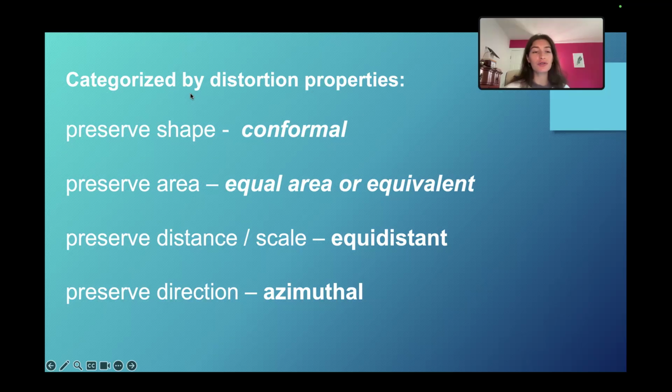Our projections can also be categorized by distortion properties. If we have a projection that is conformal, we are trying to preserve the shape of what we're representing. An equal area or equivalent projection is trying to preserve area. An equidistant projection is trying to preserve distance and scale between things. And then azimuthal is trying to preserve direction. So again, all those names that we've been listing off so far, conical and conformal and azimuthal, do try to relay information so that as you're browsing through that projections list, you can generally whittle down pretty close to what it is you're going to end up with.